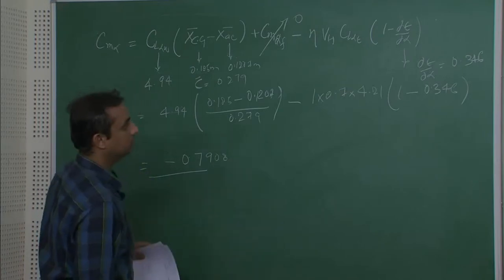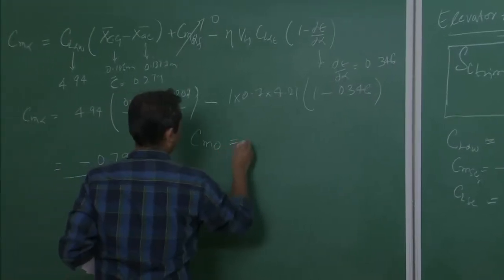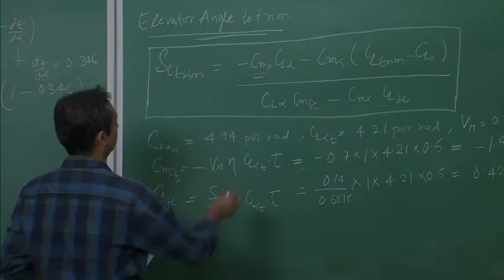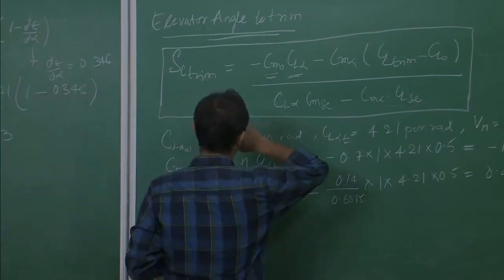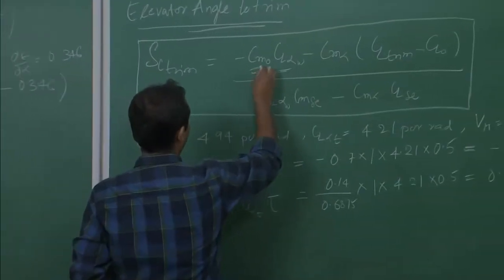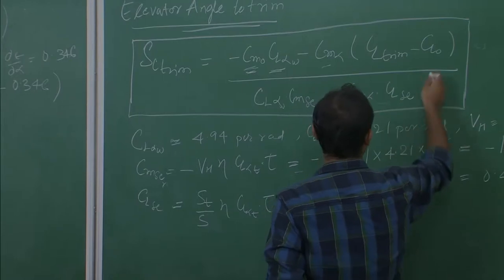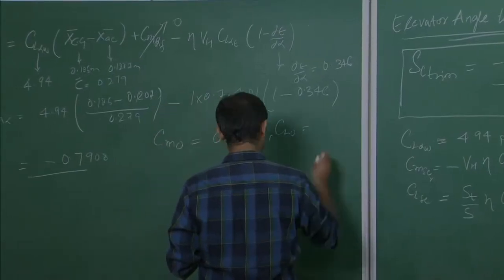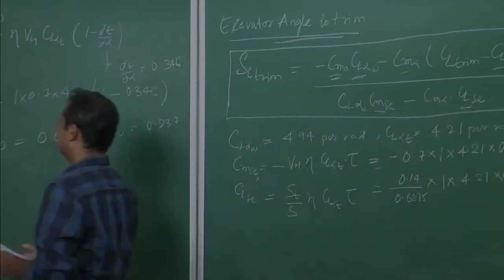Now we have calculated all the terms we require in order to calculate delta E trim. We already know from yesterday that CM naught was 0.063. For simplicity, instead of CL alpha, which is the lift coefficient slope for the whole aircraft, we will take it as CL alpha of wing. We already know the values of CM naught, CM alpha, CL trim, CL naught which was 0.237, CM delta E and CL delta E. So, we have derived all the parameters.